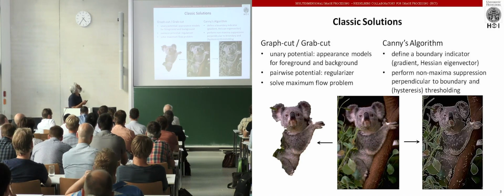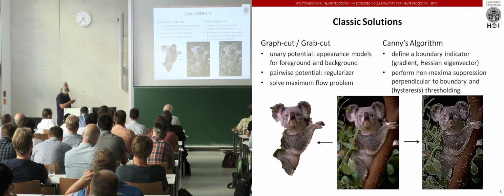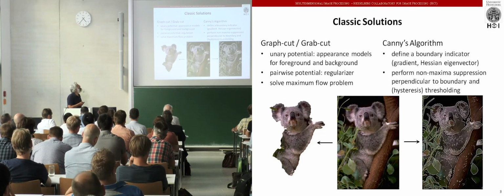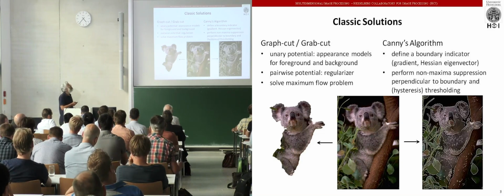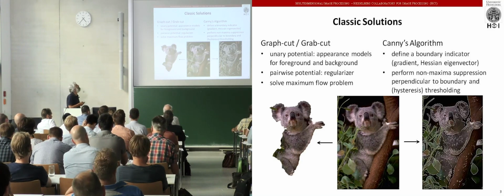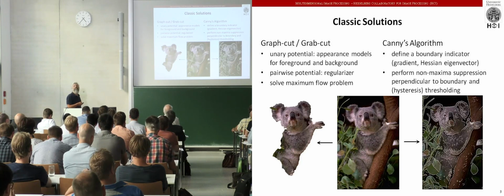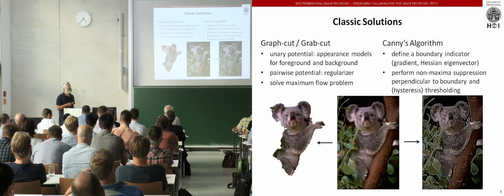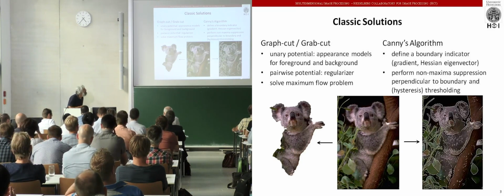And another classical solution is Canny's algorithm, which is the edge detection variety of segmentation algorithms, where you first define a boundary indicator, typically the gradient or the eigenvectors of the Hessian matrix or something like this. And then you perform non-maxima suppression perpendicular to the boundary indicator direction, and maybe hysteresis thresholding to filter out the irrelevant edges. And then it looks like this.